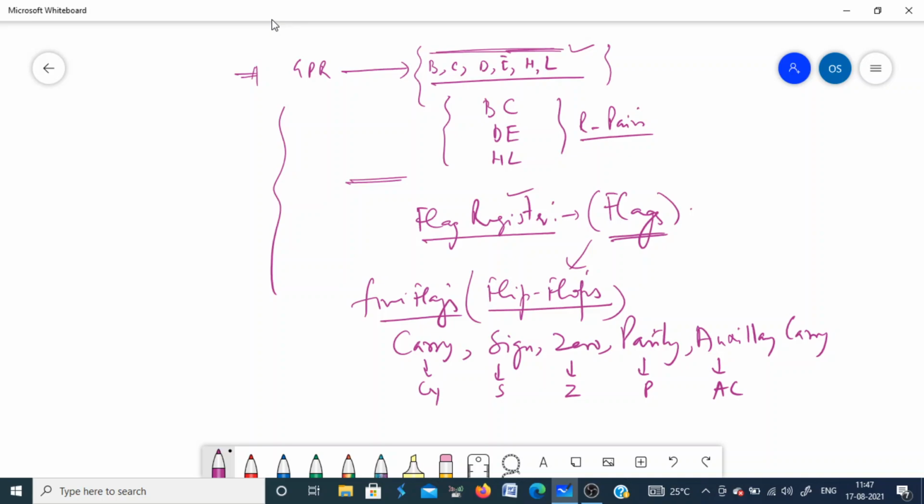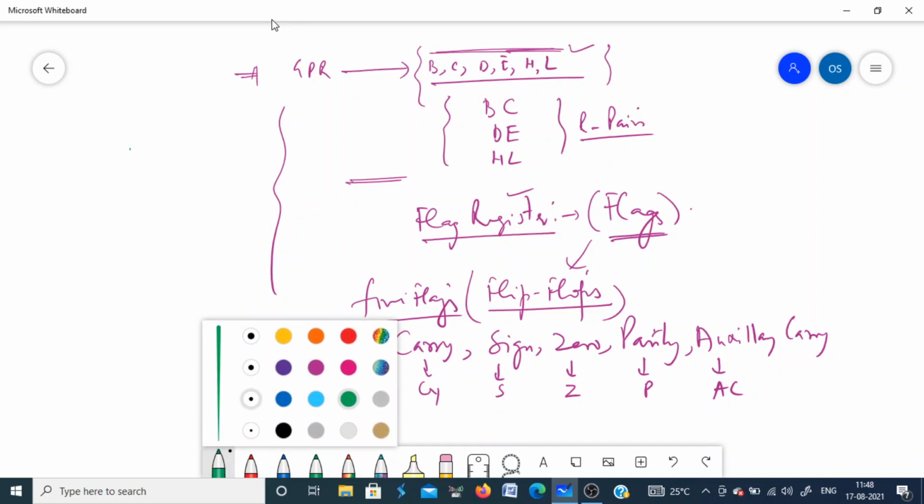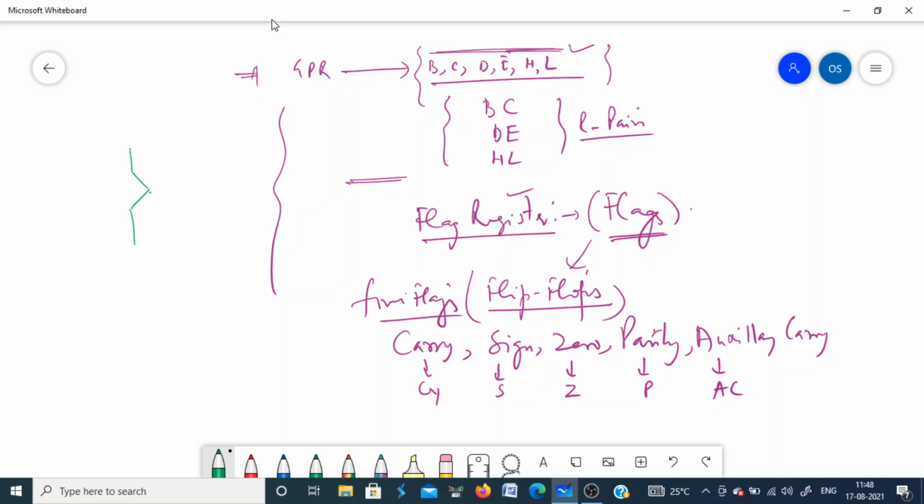What are flags basically? They give the status of an operation. Just as I have said, whenever you perform some arithmetic or logical operation in the ALU, one operand must be in A. The second operand can come from any register B, C, D, H, L, or memory, or it can be an 8-bit number.